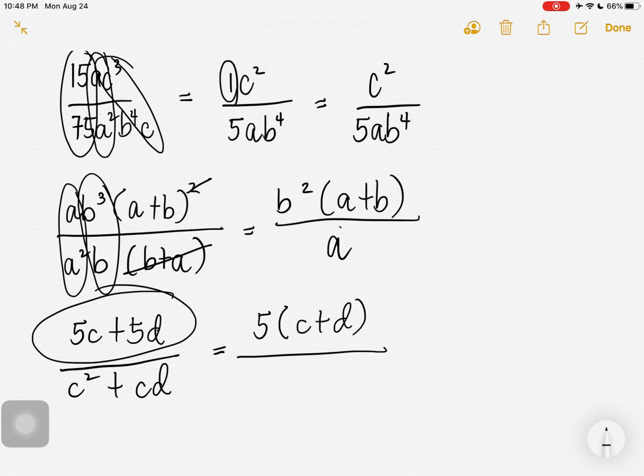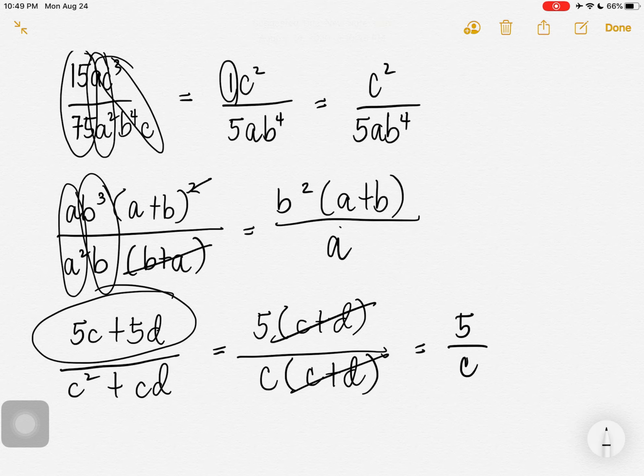And how about for our denominator? That's correct. So we have c multiplied by (c plus d). So we can cancel out c plus d. So our final answer here is 5 over c.